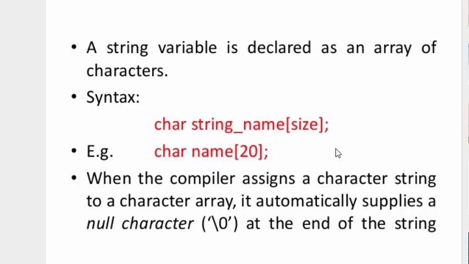When the compiler assigns a character string to a character array, it automatically supplies the null character, that is \0, at the end of the string. So the C compiler inserts the null character automatically at the end of the string. So initialization of the null character is not essential. Even if null is added at the end of the string, the compiler does not throw any error.